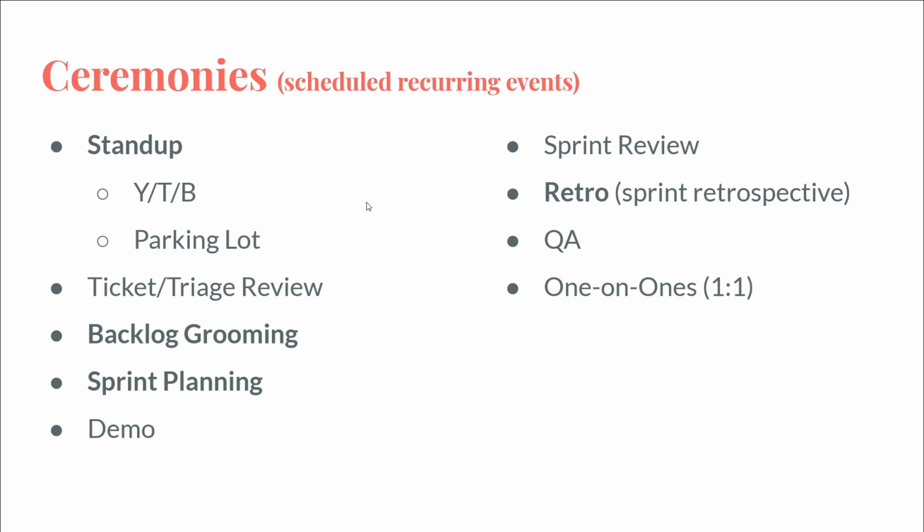Then we have a retro, which stands for a sprint retrospective, where you think back on the sprint and you talk about things. And that may be the same thing as a sprint review on some teams, where you talk about the work that you did, the tickets. But the retro is also meant to encompass social aspects as well, and process aspects.